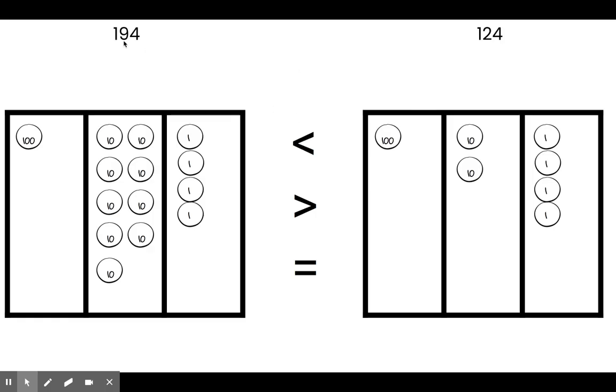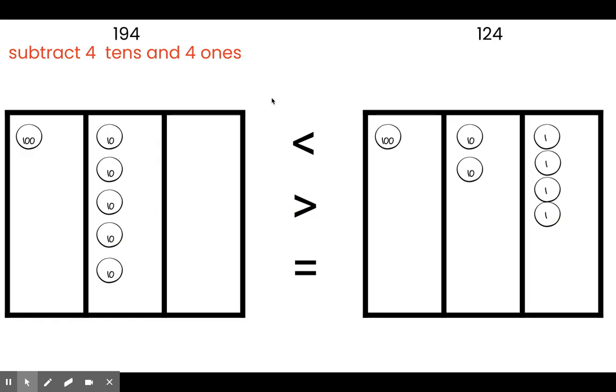Now, we still have 194, and we still have 124. Let's do some more work on these numbers. We're going to subtract 4 tens and 4 ones from 194. That means these 4 groups of 10 and these 4 ones are going to disappear. Are you ready? Watch closely. Gone. Now, I'm only left with 1 group of 100 and 5 groups of 10. I know that that's 100, 10, 20, 30, 40, 50. 150.